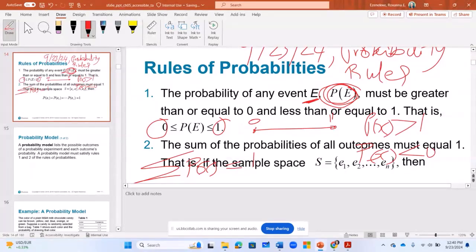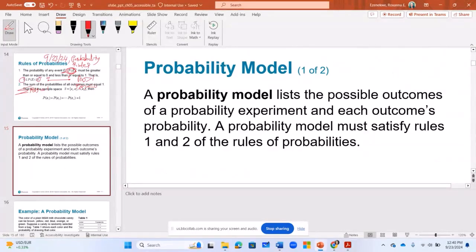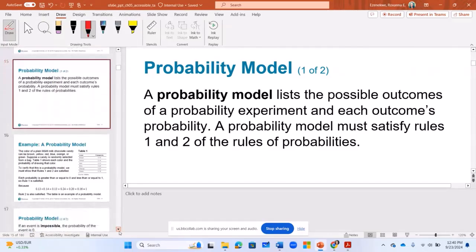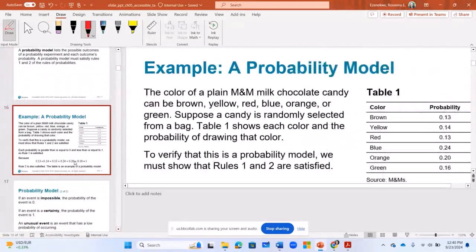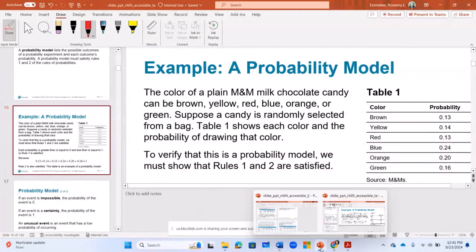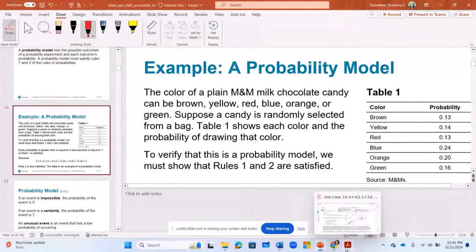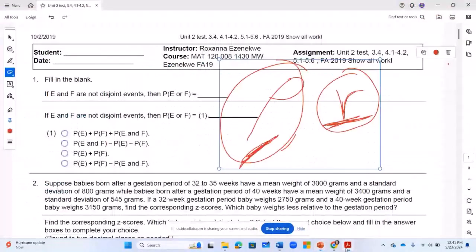All right, so we're not going to talk about so many things. We're just going to talk about important things. So probability model: since we have defined probability, what I want to quickly do now is go to practice tests, so we can see some examples of probability and how we can answer the questions.